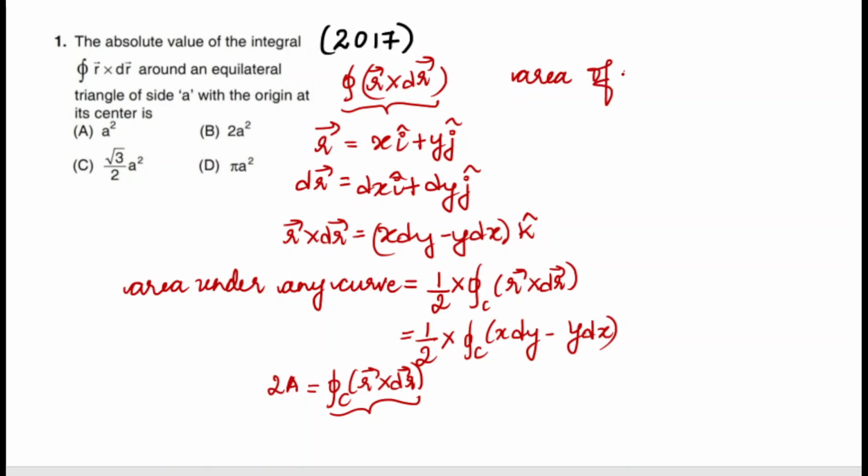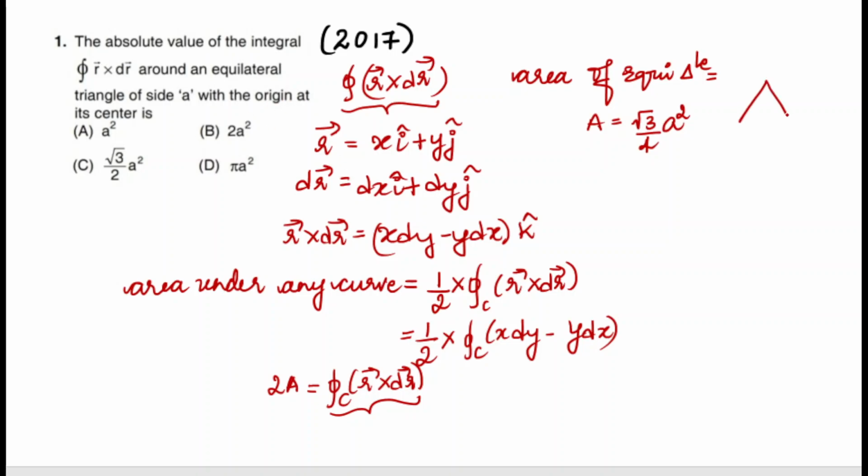Area of equilateral triangle. The equilateral triangle area is given by square root of 3 divided by 4 times a square, that is height into breadth, right? Height is what? Square root of 3 divided by 2 times a will be the height, and its breadth will be a by 2, because we have considered an equilateral triangle of side A with origin at its center.